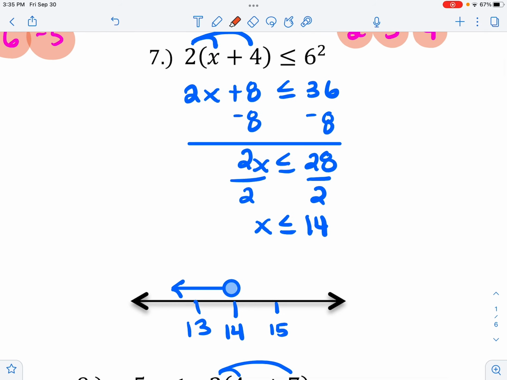Number 7, I have to PEMDAS before I can SADMEP, which means I have to distribute the 2 and resolve the exponent. So 6 squared is 36, and distributing 2 times x is 2x, and 2 times 4 is 8. Now I go ahead and subtract 8 from both sides, SADMEPing using my inverse operations, and dividing off 2, getting x is less than or equal to 14. Put 14 in the middle, a number bigger, a number smaller, and it can be 14, so it's filled in, or less than that.